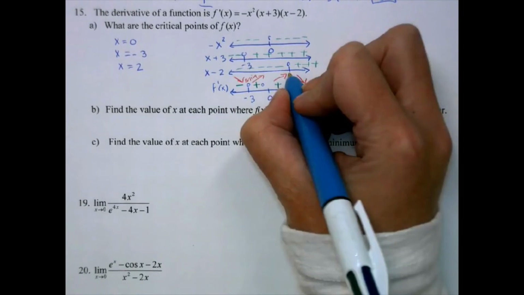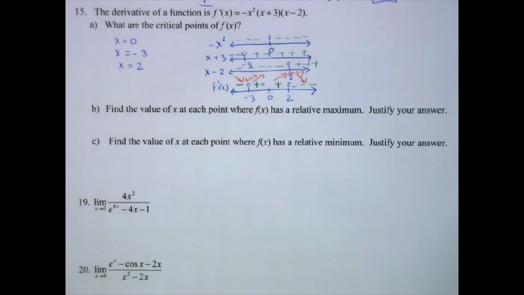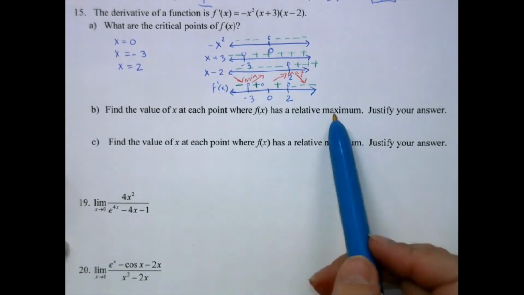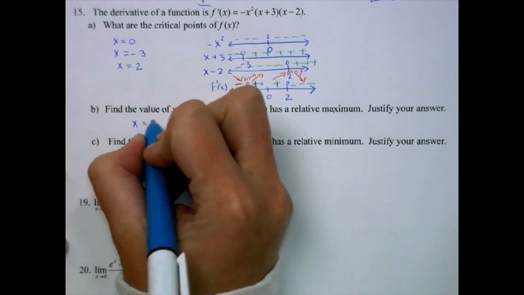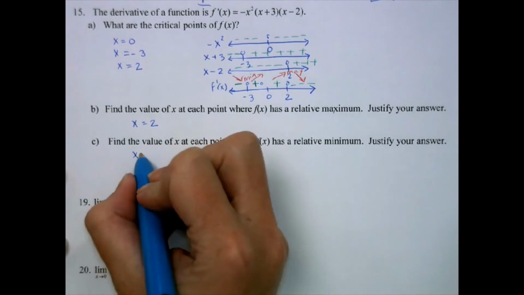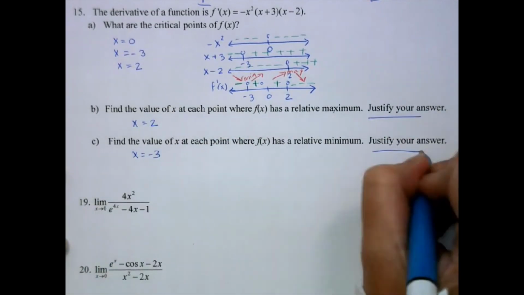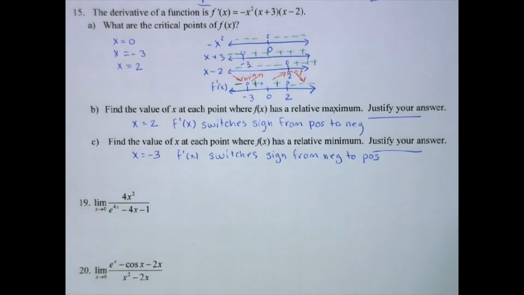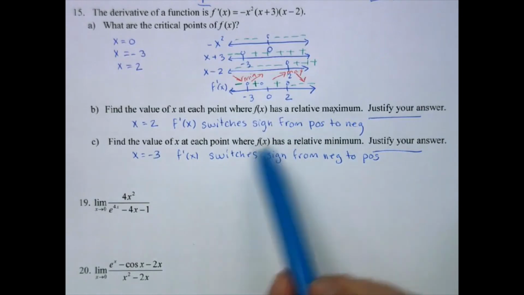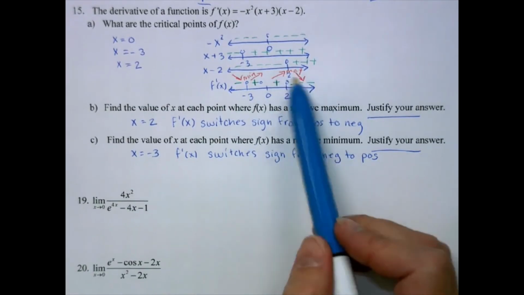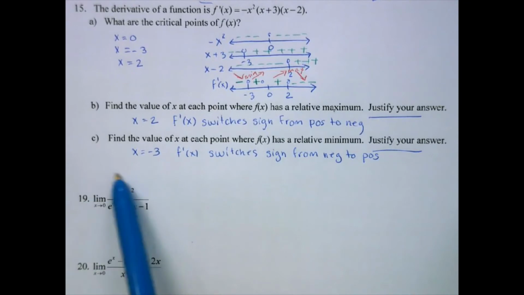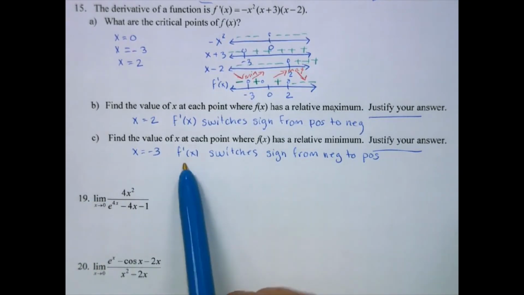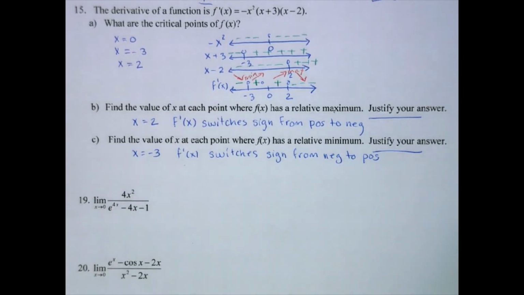Okay, so where do we have a relative maximum? At x equals 2. Our relative minimum at x equals negative 3. And then we want to make sure to justify our answer. Our justifications from the first derivative test. This is a maximum because f prime switches signs from positive to negative. This is a minimum because f prime switches from negative to positive. So make sure that you say f prime. If you say something like it, then you're going to lose points there.